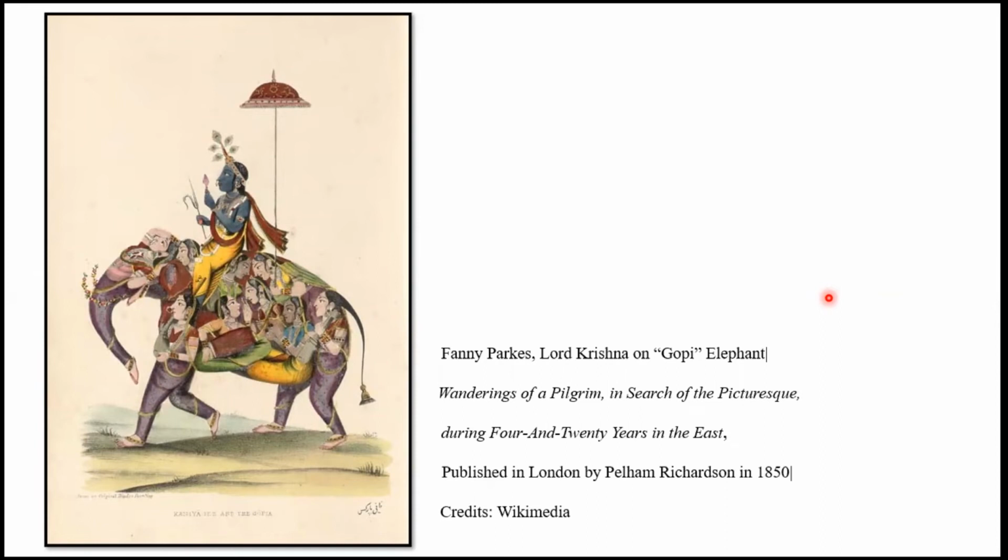The travel writer from Wales, Fanny Parks, lived in India from 1822 to 1846, and her husband was posted in the East India Company. She traveled extensively all over India and maintained a detailed account of her travels, later published as Wanderings of a Pilgrim in Search of the Picturesque during Four and Twenty Years in the East. This is an illustration from her memoir. I think she probably came across a composite painting while she was traveling.